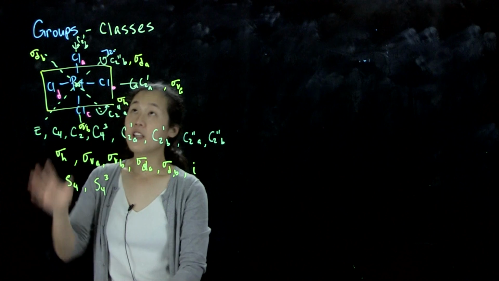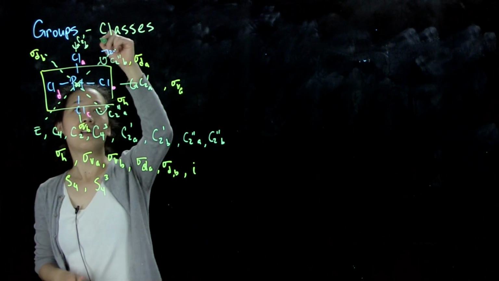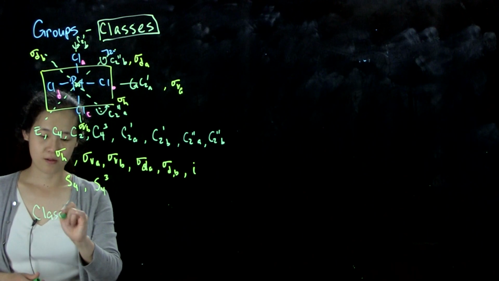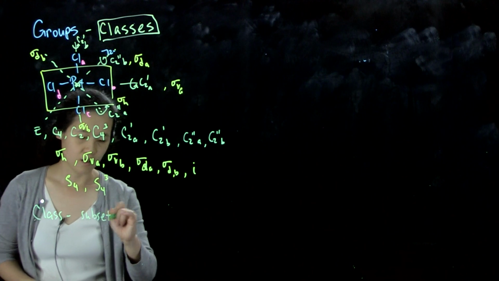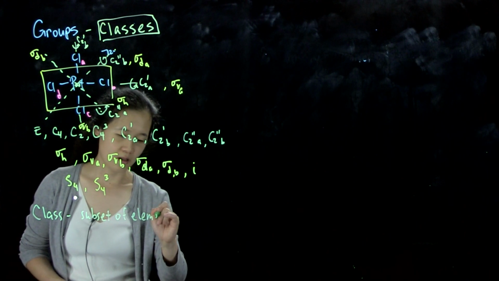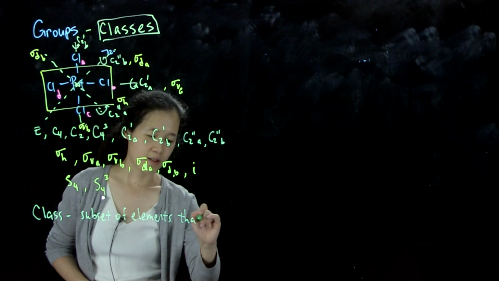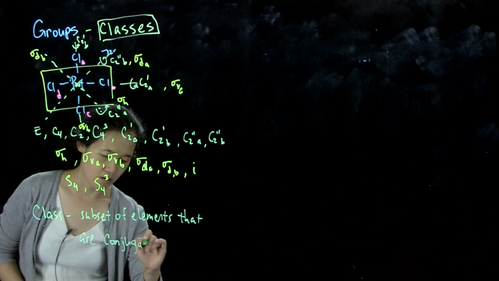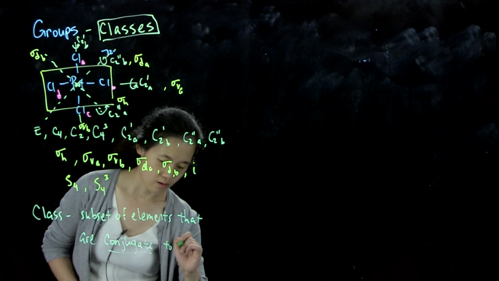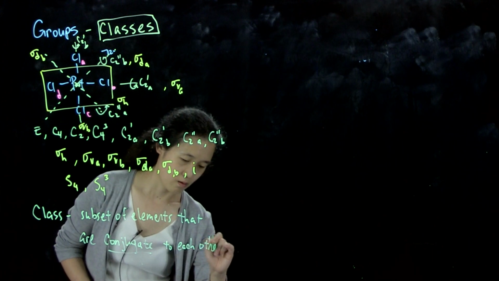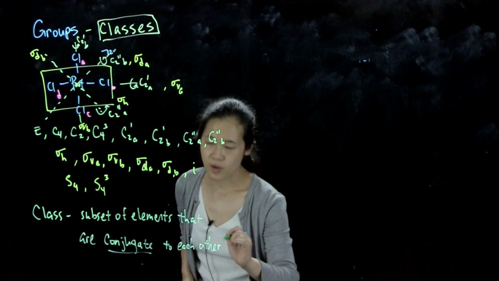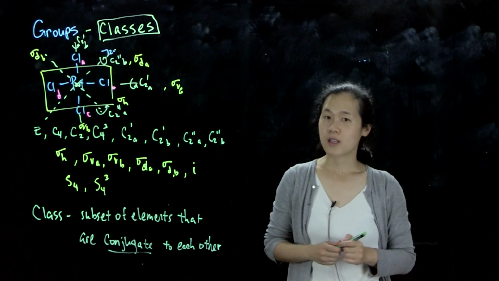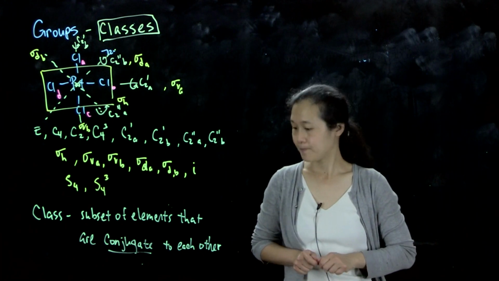So the definition of classes, which is what we're talking about today. Classes are a subset of elements within the group that are so-called conjugate to each other. And this is useful because what this means is that we can group some of these elements together in the same class later on when we're using things like character tables, which we'll be talking about in a little bit.